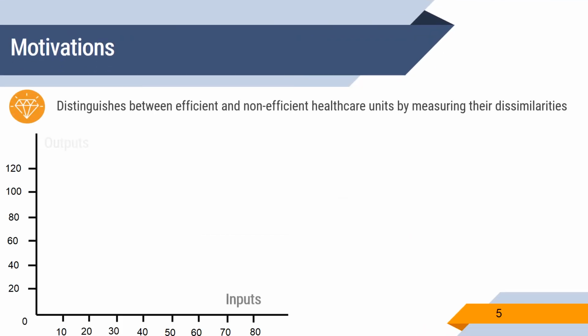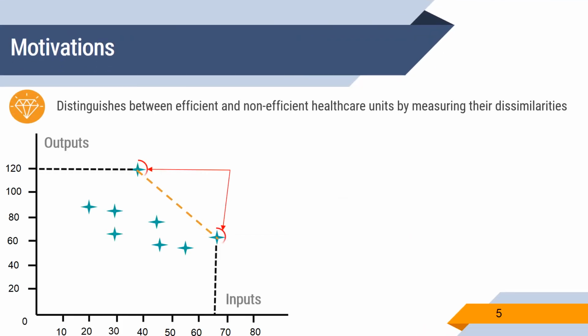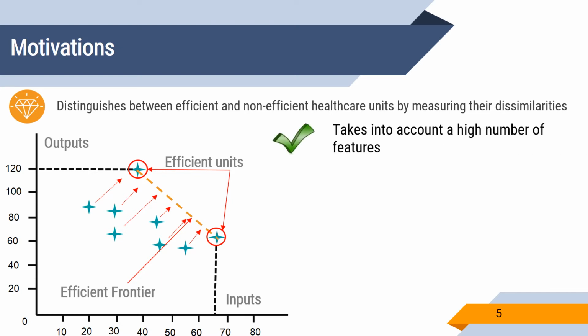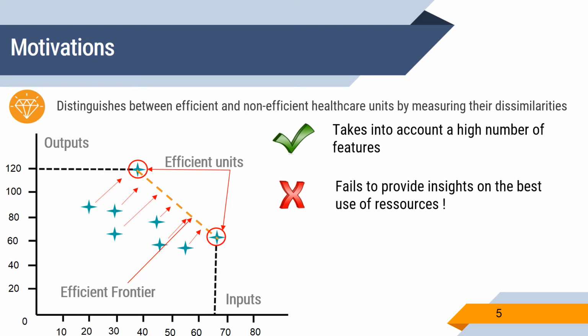A key aspect of the data envelopment analysis approach is that it distinguishes between efficient and non-efficient healthcare units by measuring their dissimilarities. This analysis is typically carried out at a highly disaggregated level of data that includes a high number of features to consider. Though being accurate, the data envelopment analysis focuses on the efficiency measurement of DMUs and fails to provide deep insights on the best use of the underlying resources.